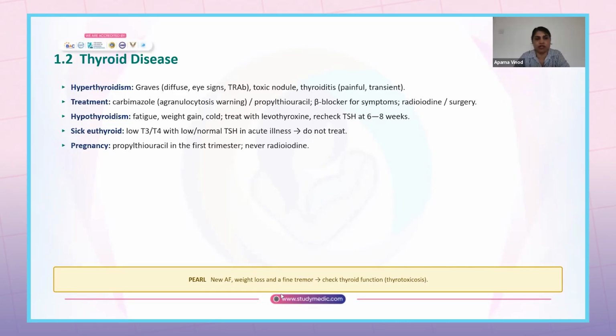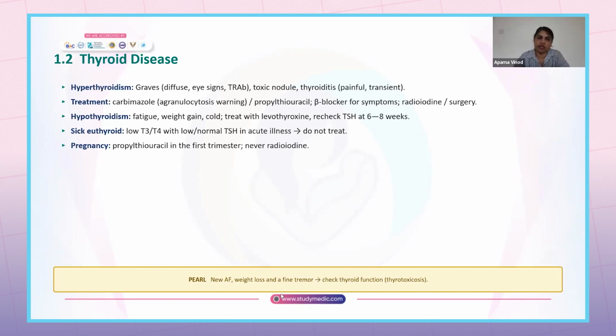Then we have hypothyroidism. Very commonly known symptoms: the patient will present with fatigue, weight gain, intolerance to cold, and we usually treat the patient with levothyroxine. And we monitor the patient after the initiation of treatment. We will check at 6 to 8 weeks and thereafter at regular intervals of 3 to 6 months.